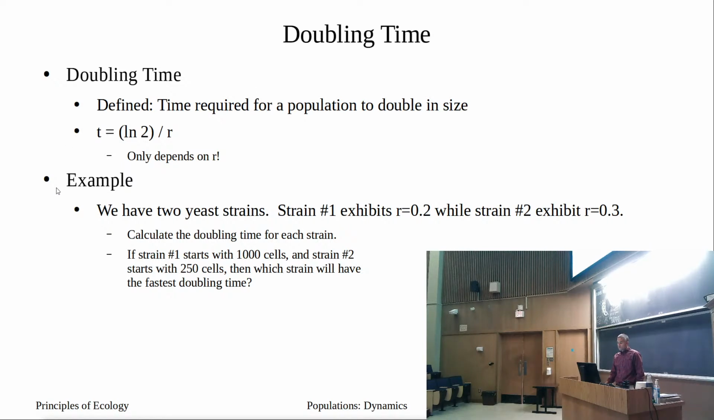So here's an example. We have 2 strains of yeast. Strain 1 exhibits an intrinsic rate of growth of 0.2. Strain 2 exhibits an intrinsic rate of growth of 0.3. So what I asked you to do is calculate doubling time for each strain. So what I'll do is start with strain 1 and demonstrate this doubling time. And then we will let you do strain 2.